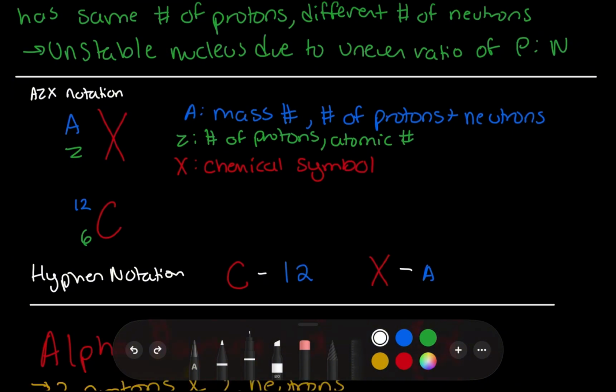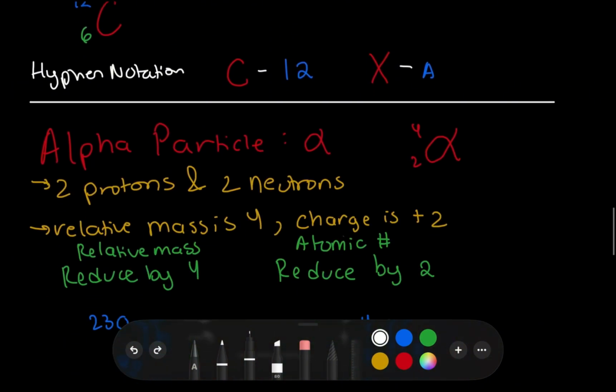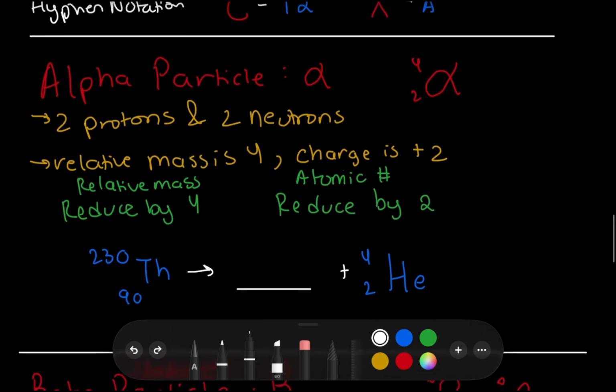Now let's go more in depth about the specific particles that each of these radiation emits. So the alpha particle, which is represented by the letter A, or alpha, contains 2 protons and 2 neutrons. So its relative mass is going to be 4 because, again, in order to calculate the relative mass, you have to add the number of protons plus the neutrons.